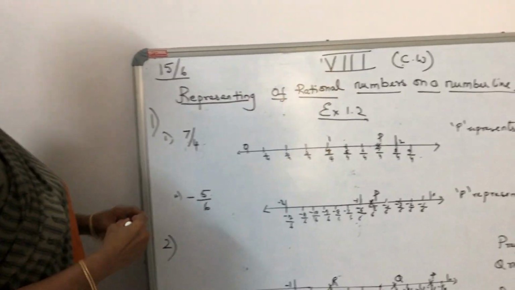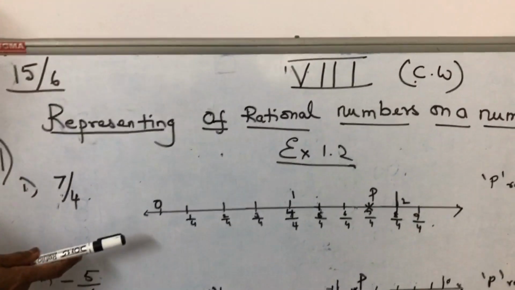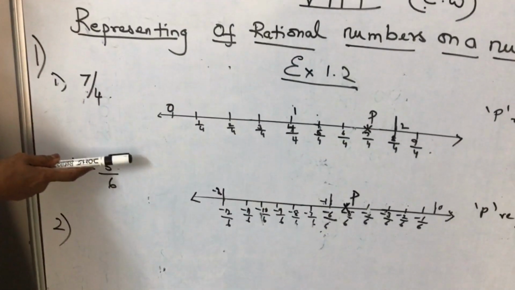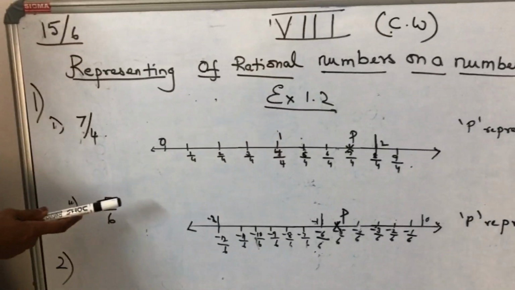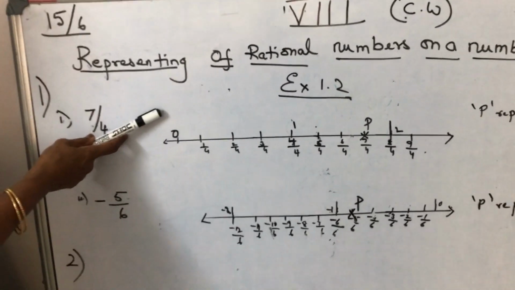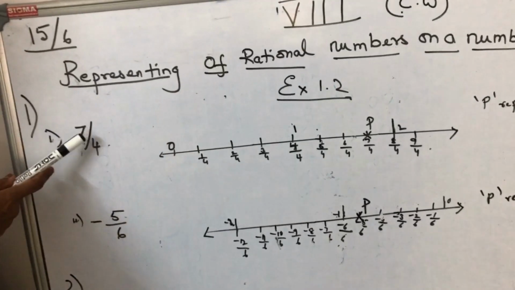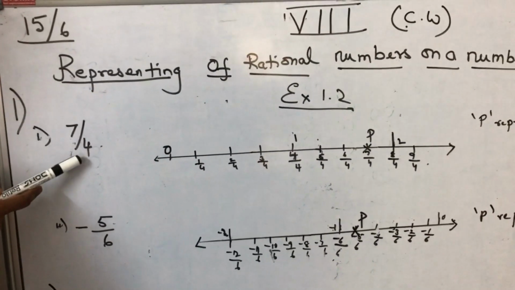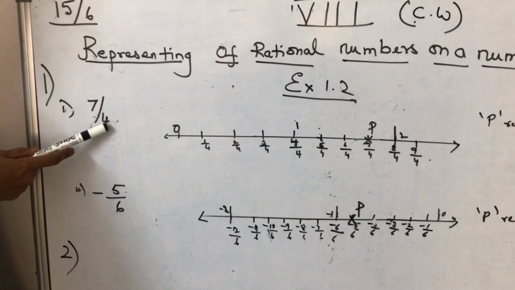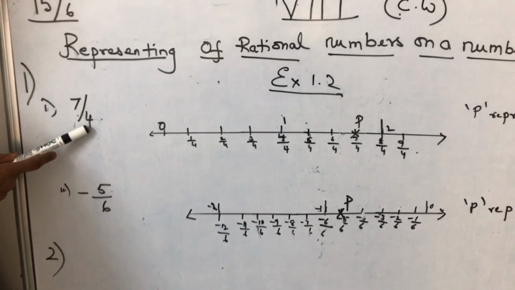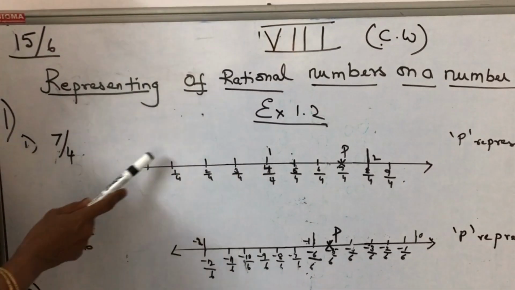In your earlier classes, you have learned to represent natural numbers, whole numbers and integers on the number lines. But in today's class, we are going to represent rational numbers on the number line. You know what a rational number contains? Numerator as well as denominator. The denominator of each rational number tells you into how many equal parts each unit length should be divided.